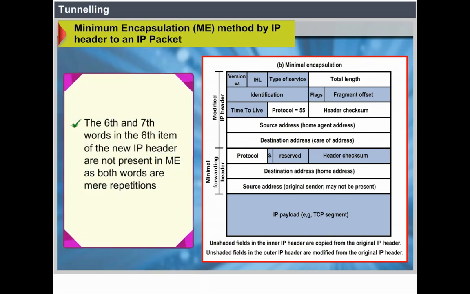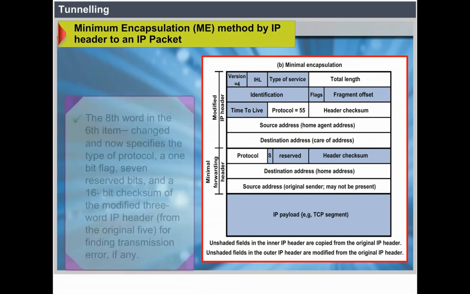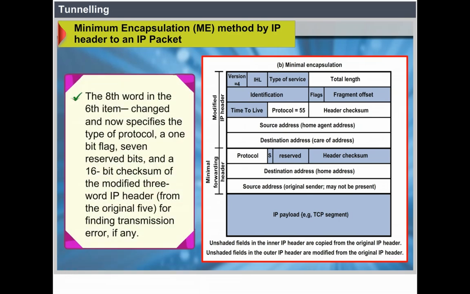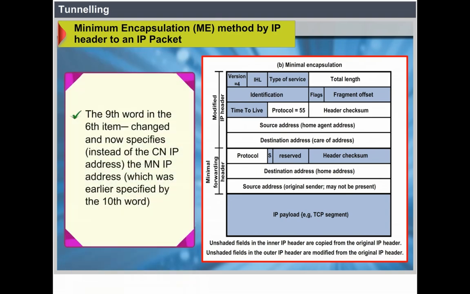The 6th and 7th words in the 6th item of the new IP headers are not present in ME, as both words are mere repetitions. The 8th word in the 6th item is changed and now specifies the type of protocol, a 1-bit flag, 7 reserved bits, and a 16-bit checksum of the modified 3-word IP header from the original 5 for finding transmission errors, if any. The 9th word in the 6th item is changed and now specifies, instead of the CN IP address, the MN IP address, which was earlier specified by the 10th word.